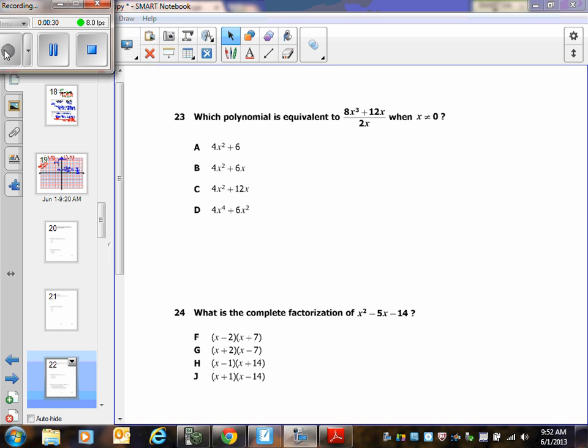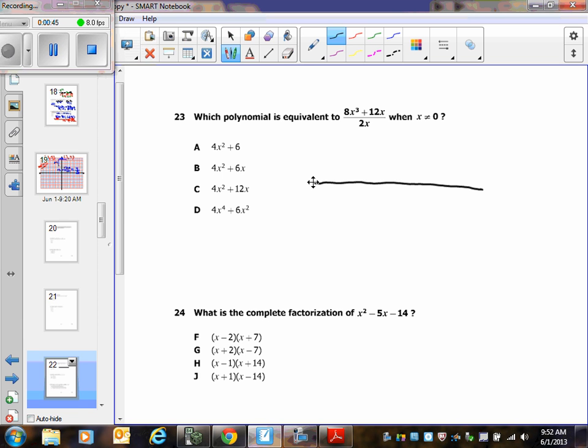Now, when I look at number 23, it's asking me which is equivalent, and it looks like all that happened was we factored the numerator and we did some canceling. So let's go ahead and factor. So 8x cubed plus 12x has a GCF of 2x. So take out that GCF of 2x.